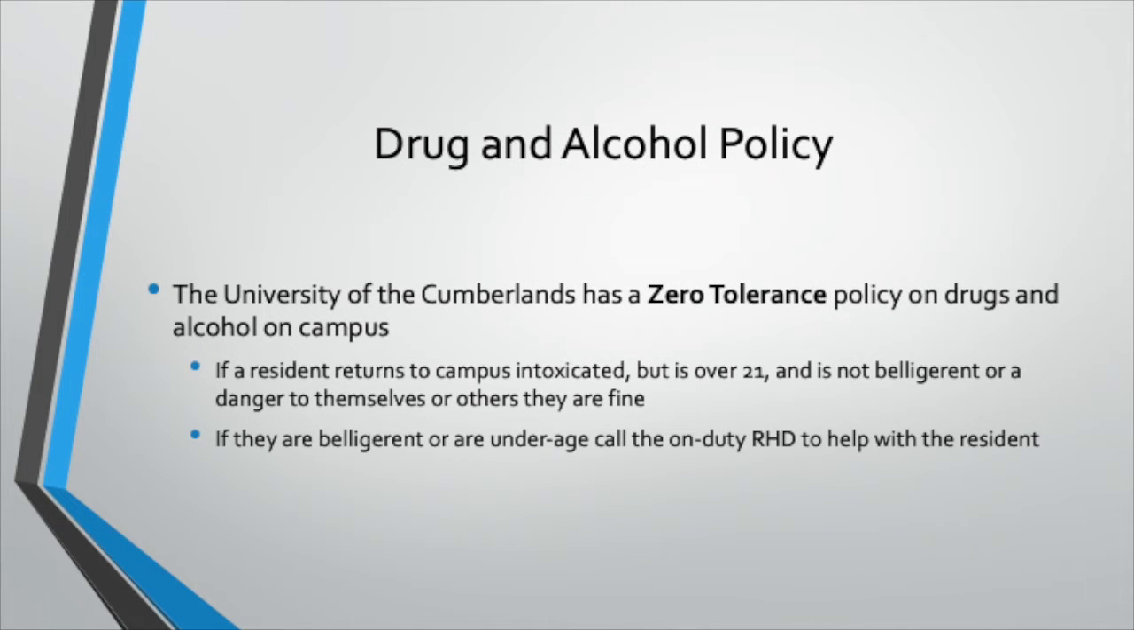The drug and alcohol policy at the University of the Cumberlands is a zero tolerance policy for both drugs and alcohol on campus. So if a resident returns to campus under the influence, if they're over 21 and they're not out of control or a danger to themselves or others, that's totally fine and you can let them go on their way. But if they're being out of control or you suspect that they're underage, then you need to call the on-duty RHD to come help assist the situation.